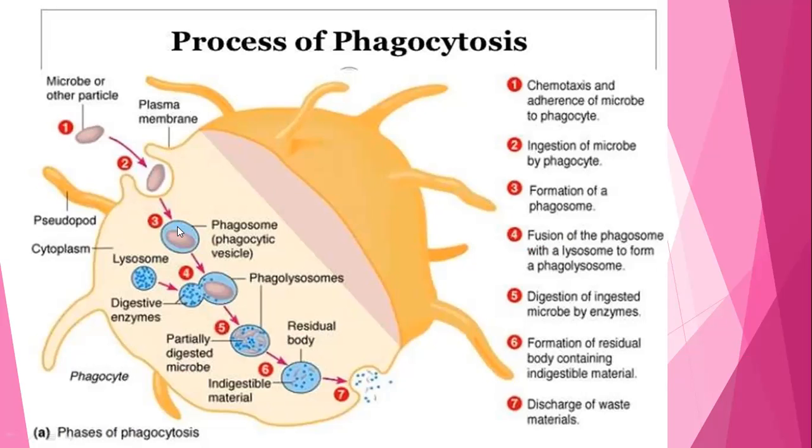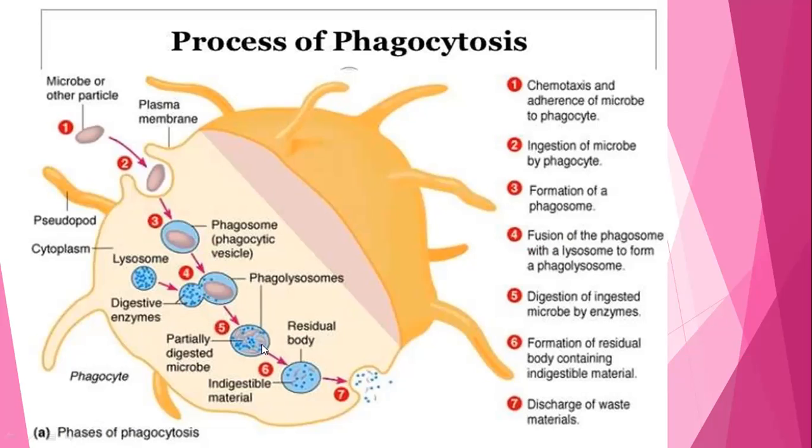And after ingestion, the third stage is the formation of a phagosome. So there is a phagocytic vesicle inside which the microbe is there. Then the fusion of phagosomes with a lysosome occurs. The lysosomes are present already inside the cell, to form the phagolysosomes. This will be digesting the microbes by different types of enzymes. So there is digestion of this particular microbe.